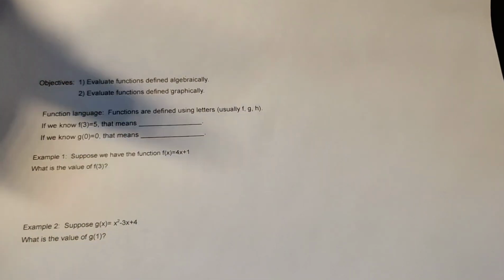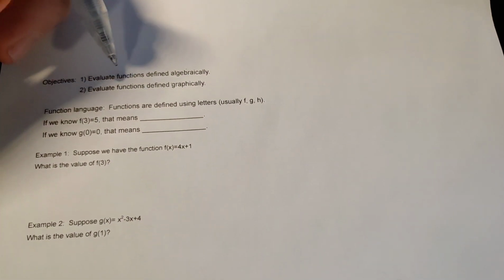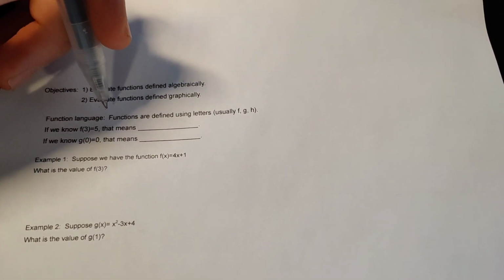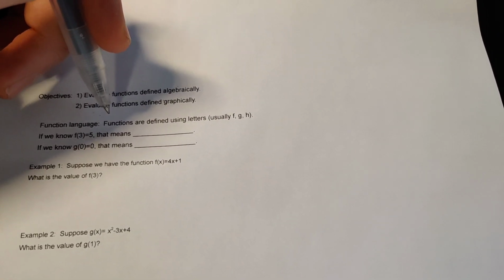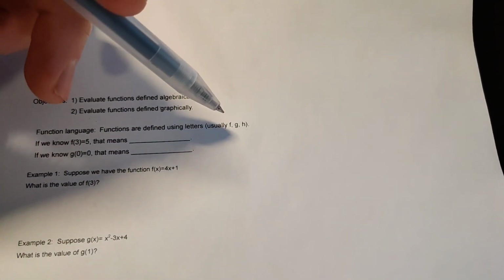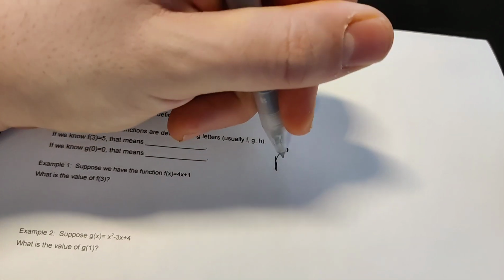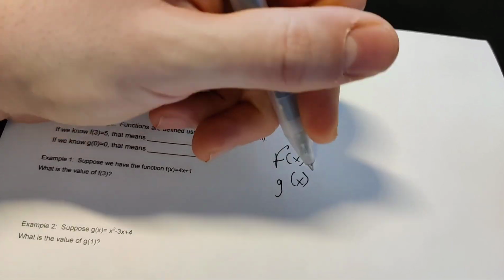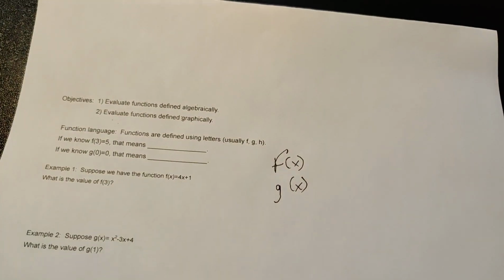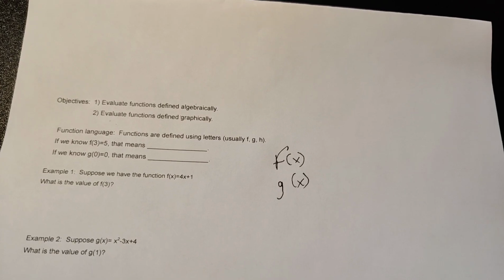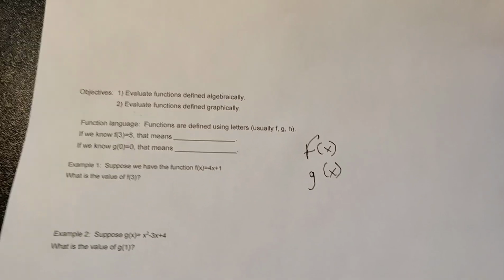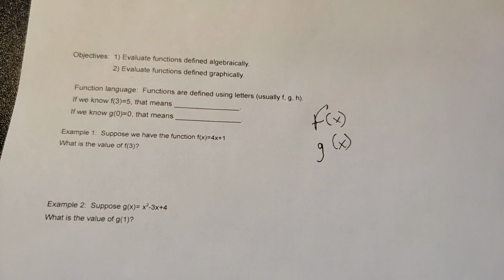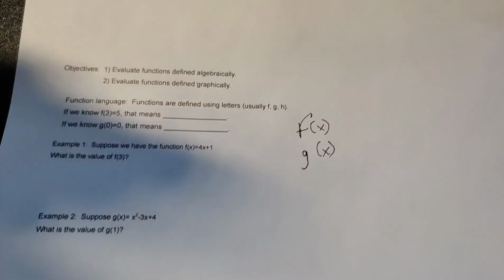In order to evaluate functions, we need to understand what function language is. In order to represent functions, we use letters like F, G, and H. The typical way a function is represented is like f of x, g of x. For whatever reason, the standard way is F, G, and H, but it doesn't really matter. All right, so the notation.